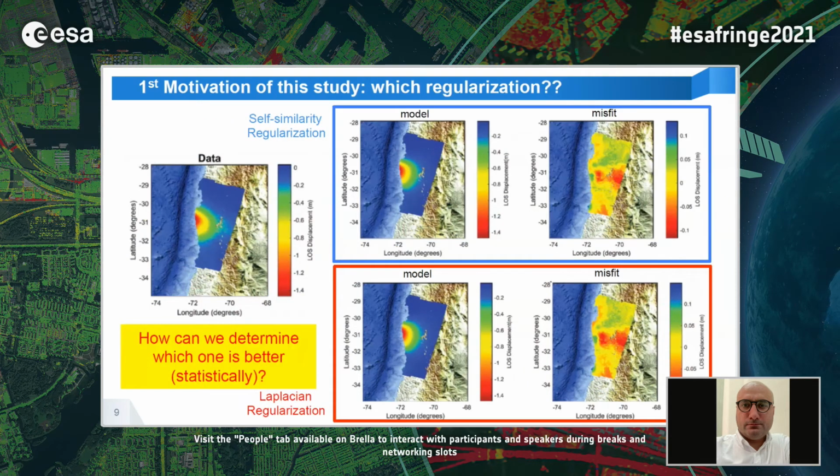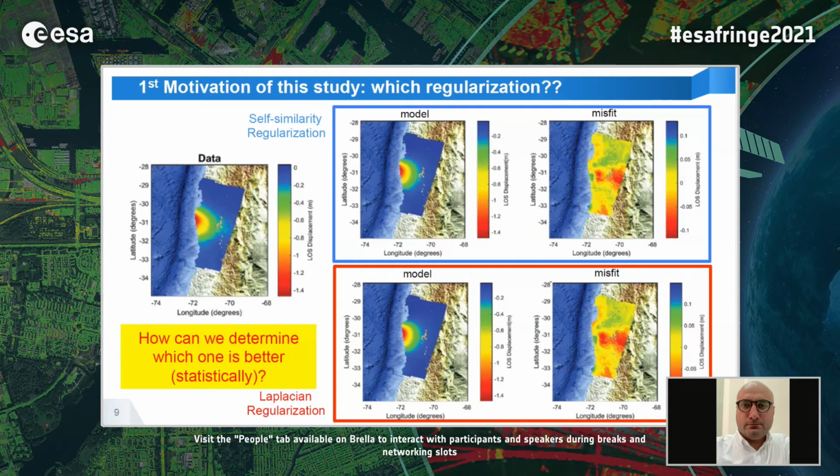between these two. On the left, we have data. On the right, we have a model from two different regularizations. And on the right part, we have a misfit, very similar misfit. So if we just look at the data, we should say both slip behaviors make sense here.